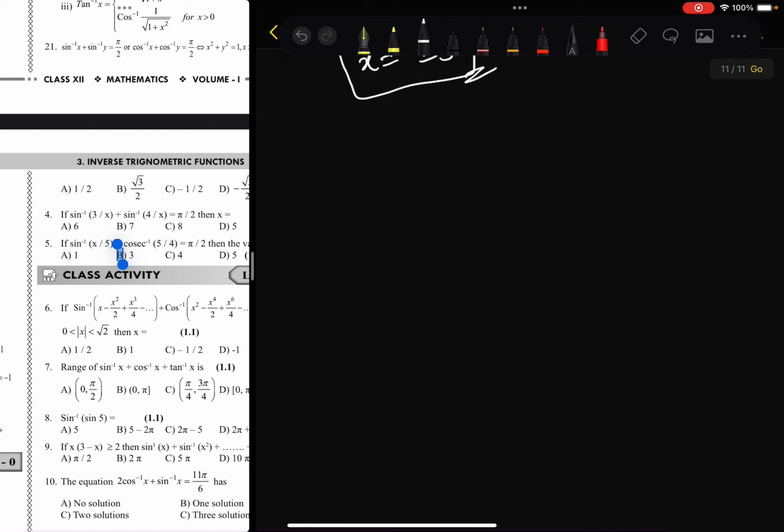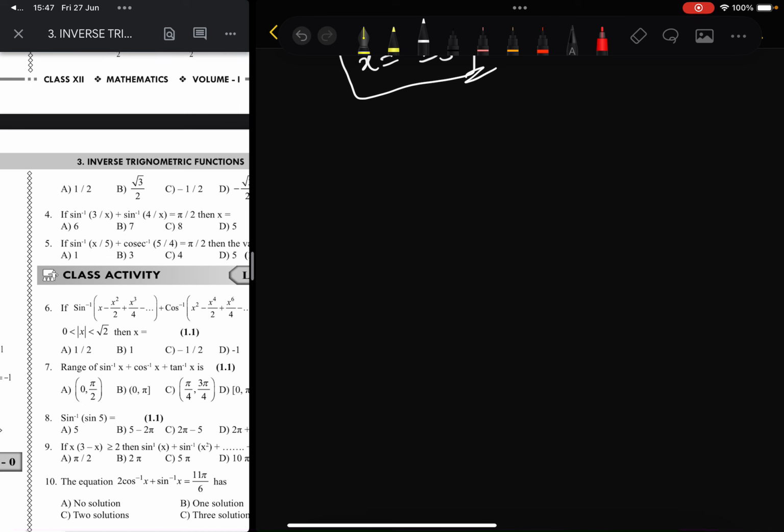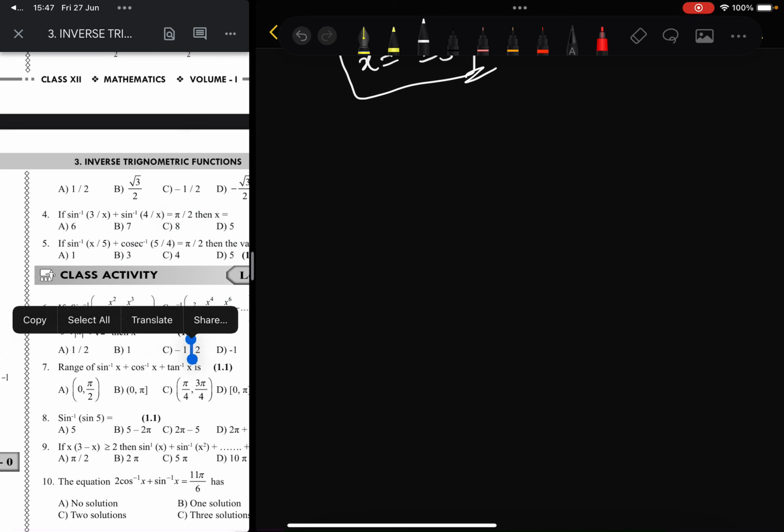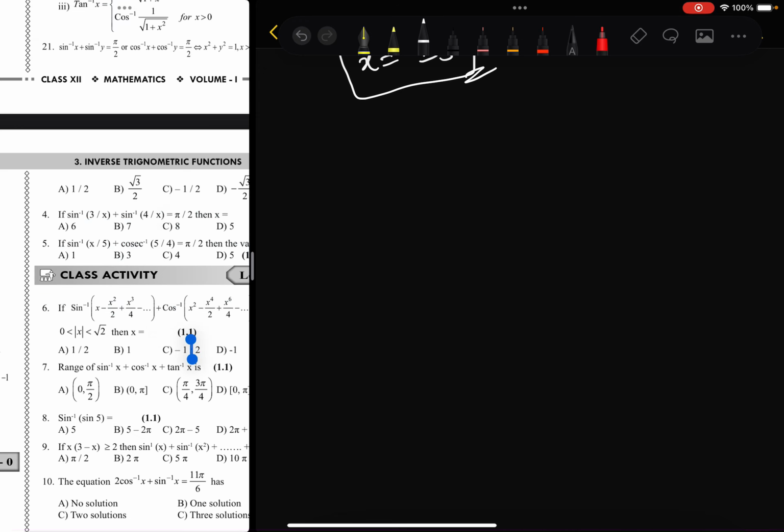Or also, like question number 5, you can solve question number 4. Just send this sine inverse expression given here towards the right side, and then pi by 2 minus sine inverse 4 by x you can write as cos inverse 4 by x, right? Also you can take sine of both sides, then you can use the formula directly.